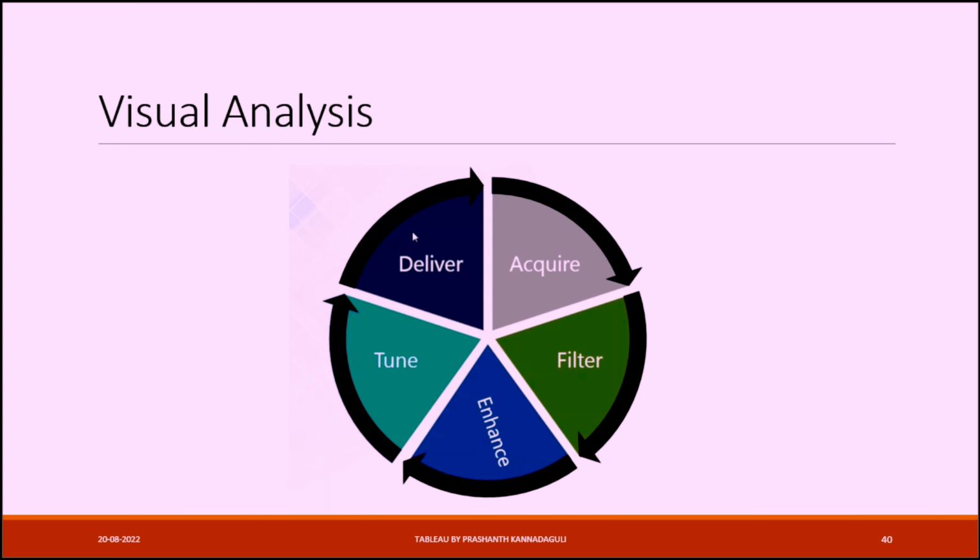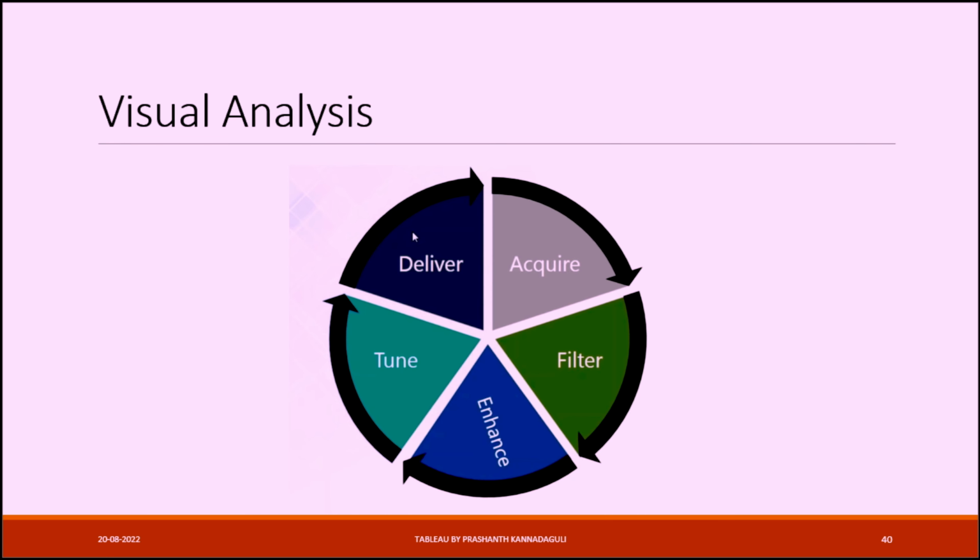Then you go for filtering. You filter out whichever is needed and whichever is not needed; you have full control over what is required. Then the enhancement. Enhancement means whatever is important, you can boost it. For example, with an image, I'm interested in a specific part of the image, so you enhance the image. Then you can go for fine tuning. After fine tuning, you deliver the visually available data.